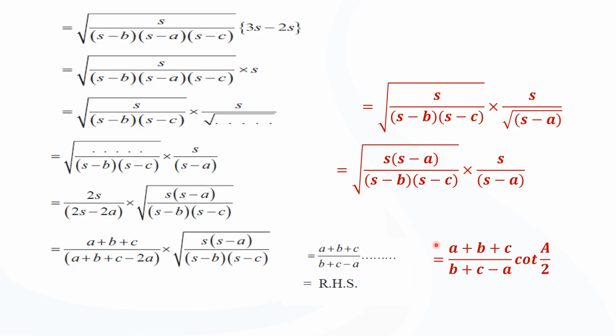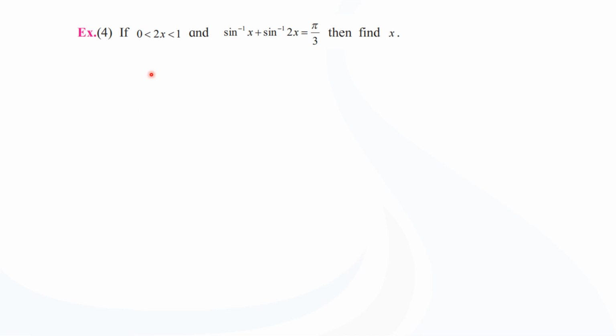And this is nothing but tan a by 2, the reciprocal formula. So it is cot a by 2. Done, as this is what was required. Clear? Go to the next now. Fourth sum, it is given as 2x lies between 0 and 1, and sine inverse x plus sine inverse 2x is equal to pi by 3. Then find x. This is a trigonometric function equation we need to solve.